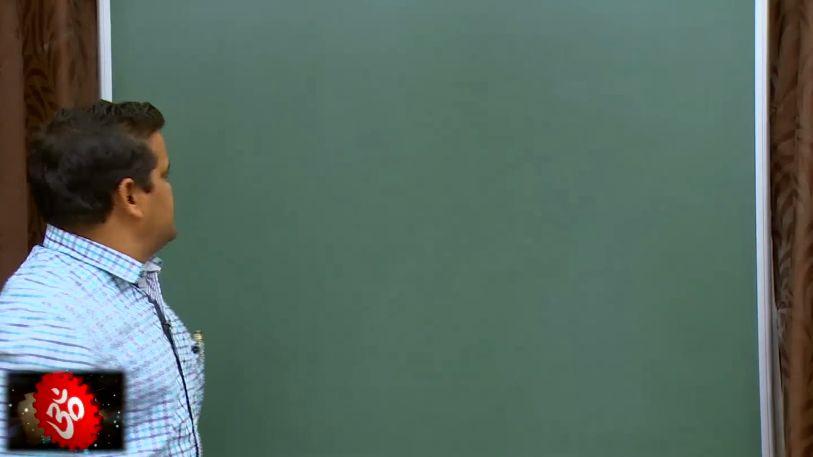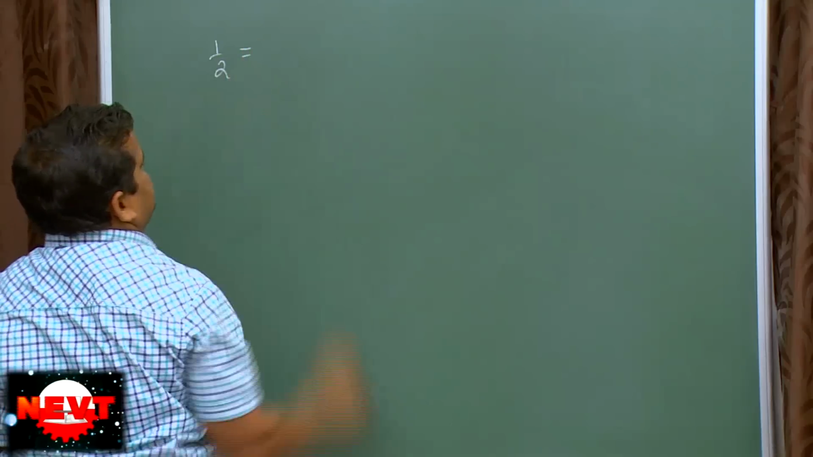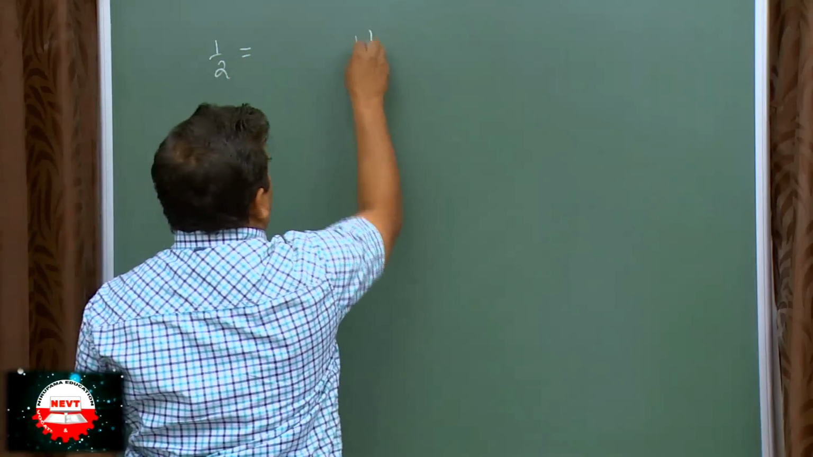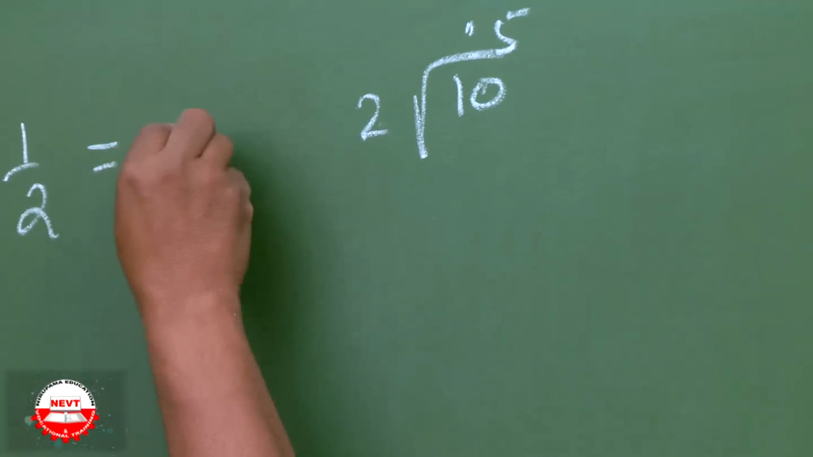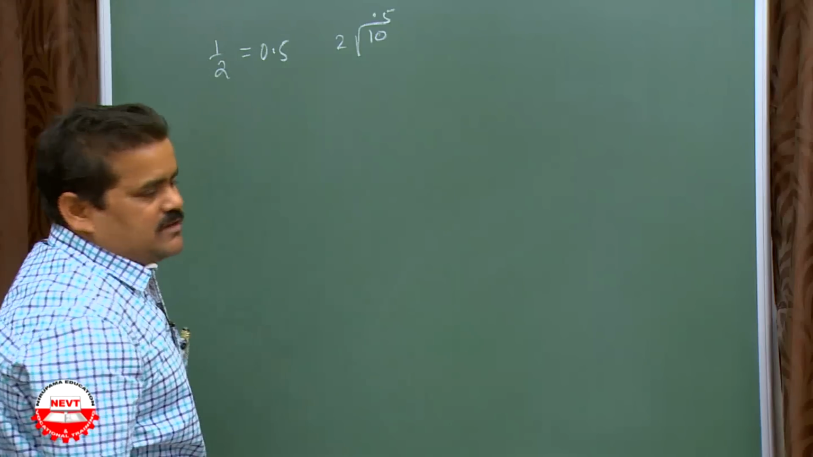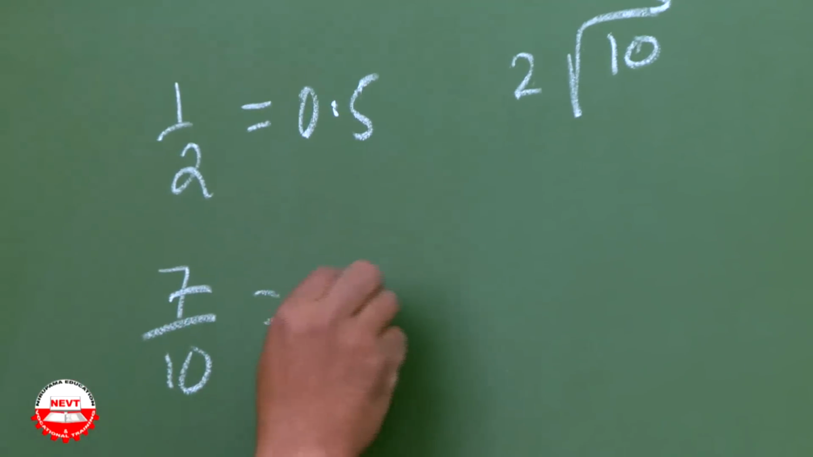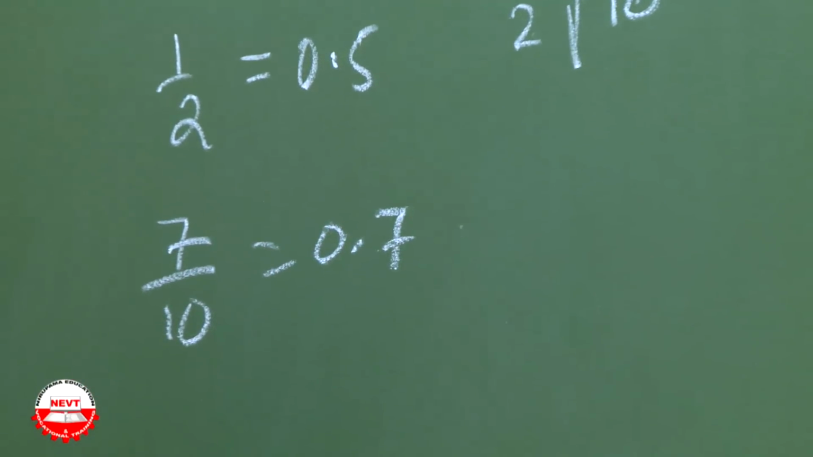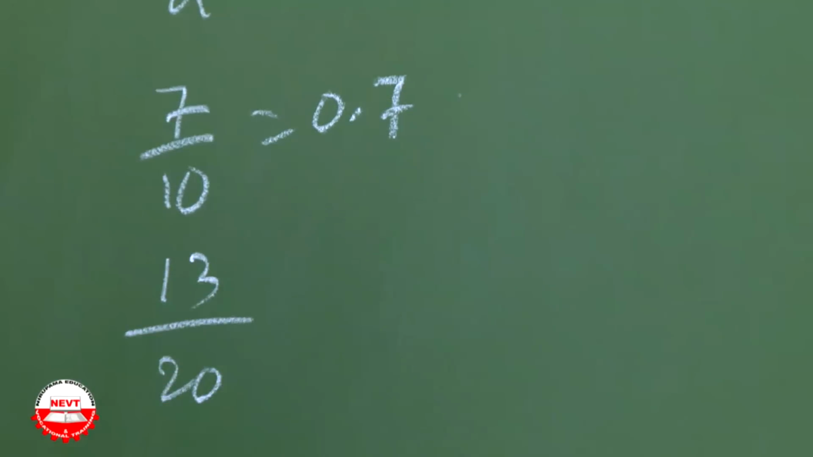Let's say I am giving you some examples. 1 by 2, let's say. If you make it decimal, you simply divide 1 by 2, 0.5. That means 0.5. Okay? 7 by 10 means 0.7.